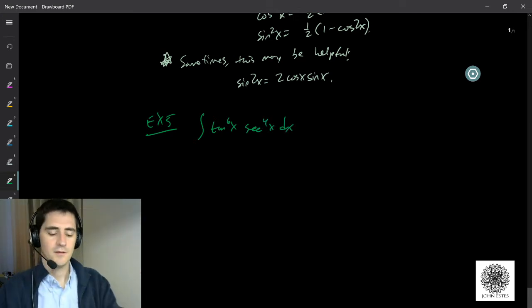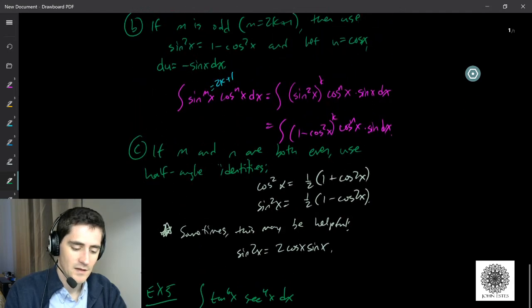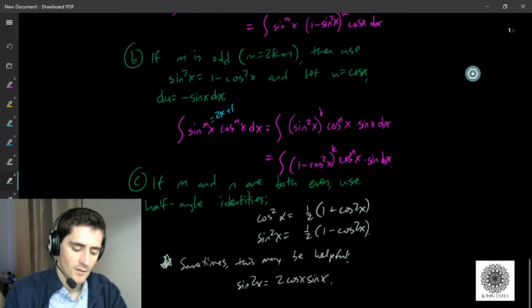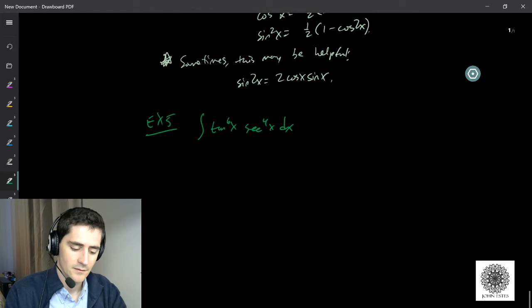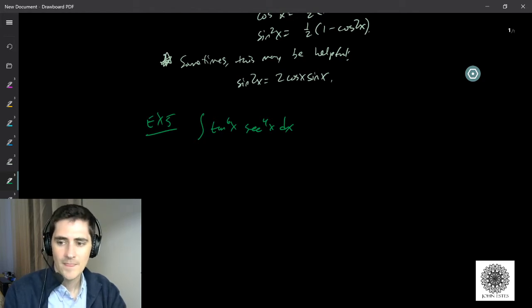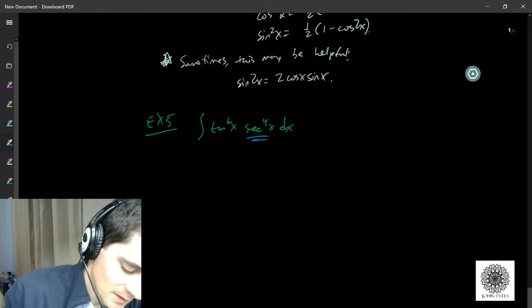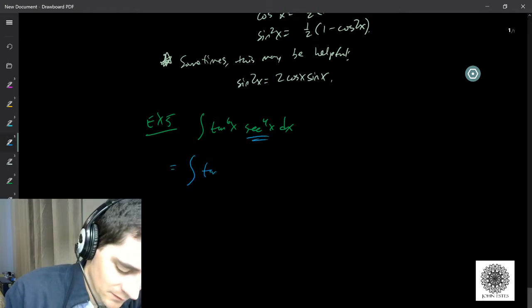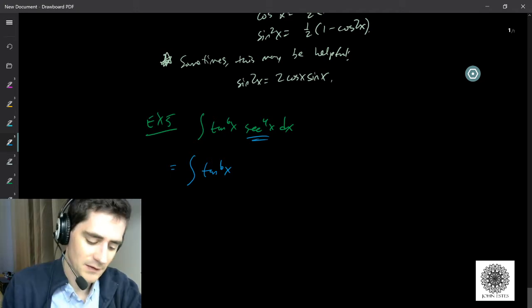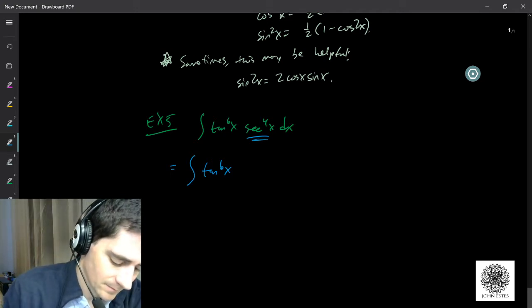Now look, if we were using the flowchart we just came up with, they're both even, right? We have both even, so would we have to do a reduction formula? Well, maybe not, because tangent and secant work a little bit differently. Remember, the derivative of secant is actually secant squared. So from here, here's what I'm going to do. We have the integral of tangent to the 6th power of x.